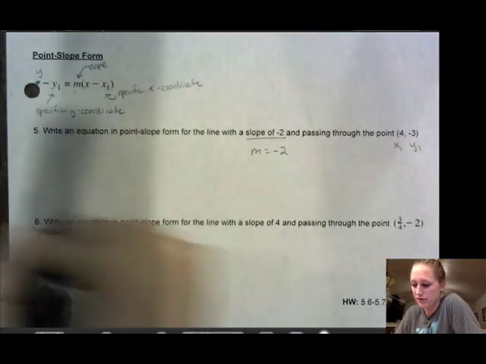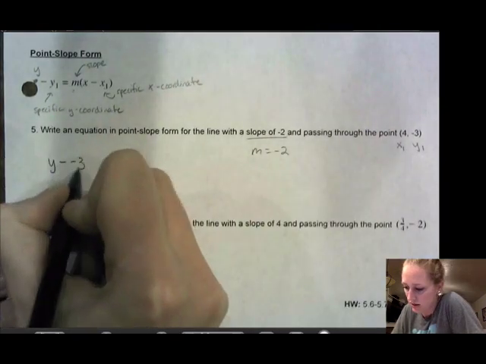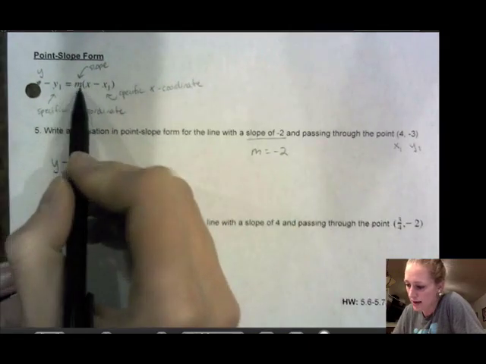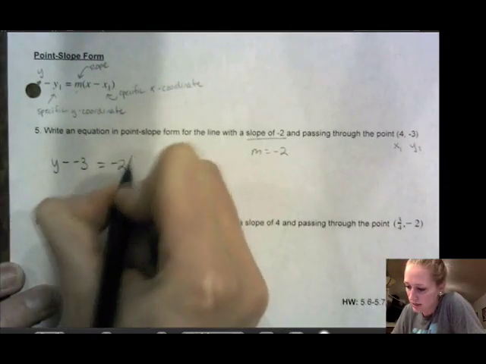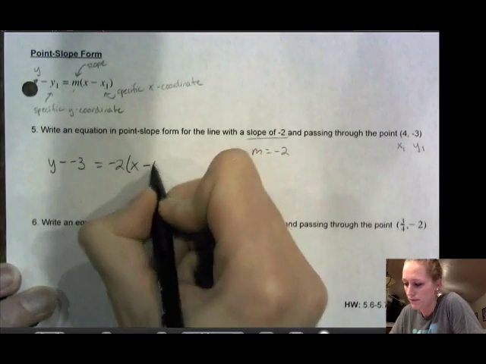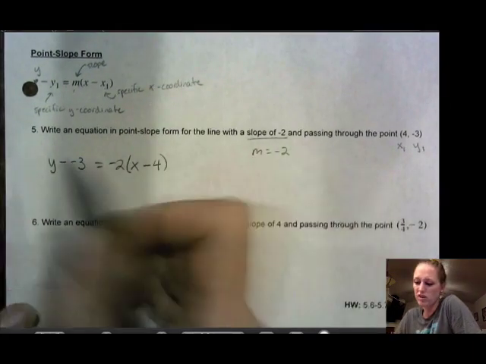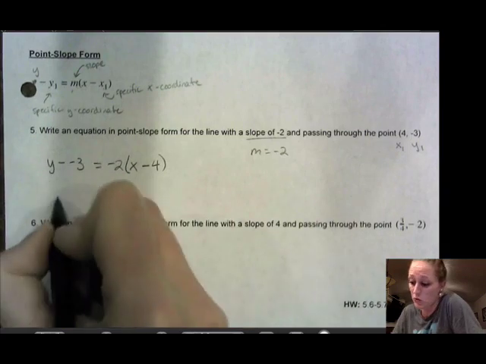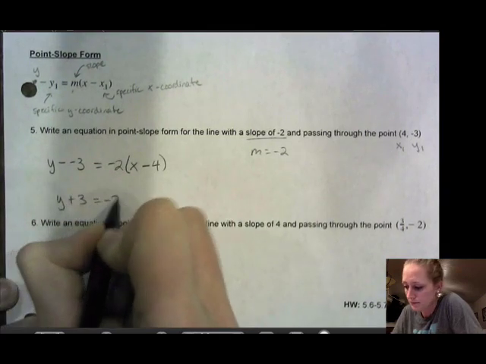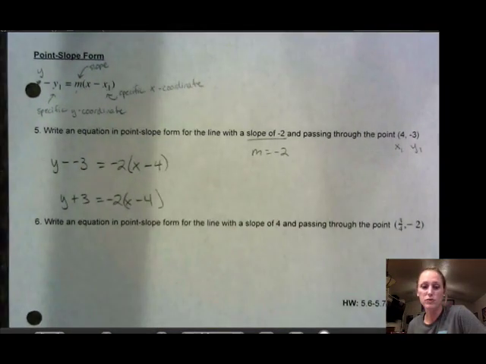So I'm just going to rewrite this here. So y minus y1 is -3 equals, and then m, -2, times x minus x1. So x minus x1 is 4. This is point-slope form. The beautiful thing about this is you can stop right here. The only other thing I might say is typically we would simplify that to say y plus 3. And that would be point-slope form. So this one is really handy if you don't know the y-intercept. Just another way to write the equation of a line.